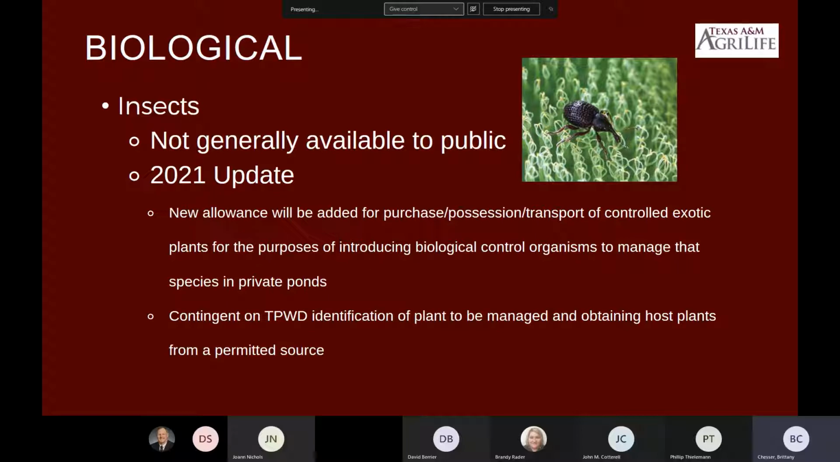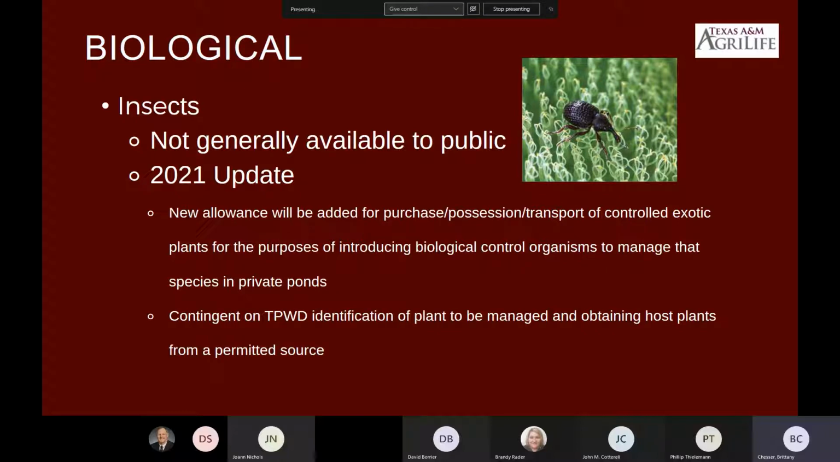They do not completely kill the plant, and so they do have to be combined with usually a herbicide. So just keep that in mind. These aren't going to necessarily kill the plant, but they will stop the growth. They will stop it from getting worse.